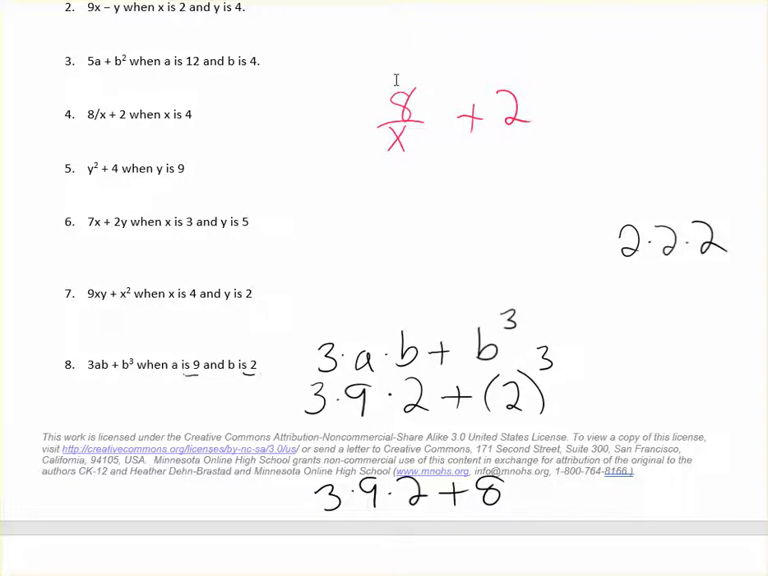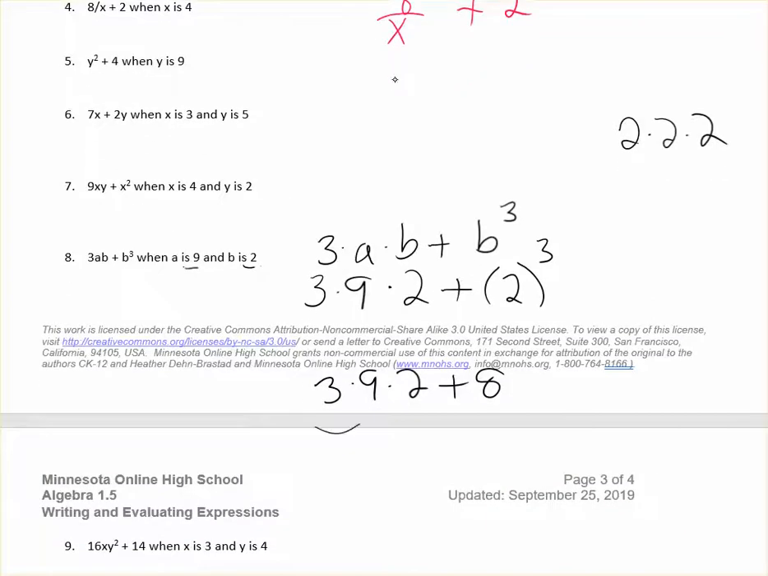All right, then my order of operations tells me that I need to multiply before I add. So I need to take 3 times 9 times 2. You can do that in 2 steps or 1 step. 3 times 9 is 27. And I'll just write the times 2. And 27 times 2, and you can check with the calculator if you need to, is 54.